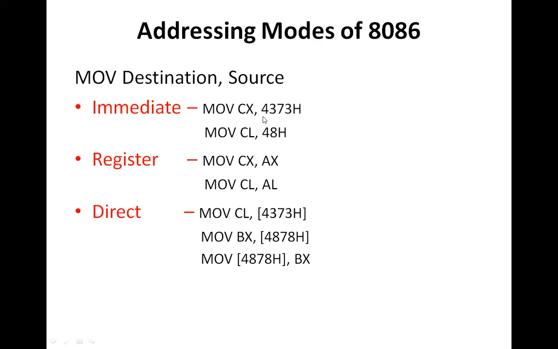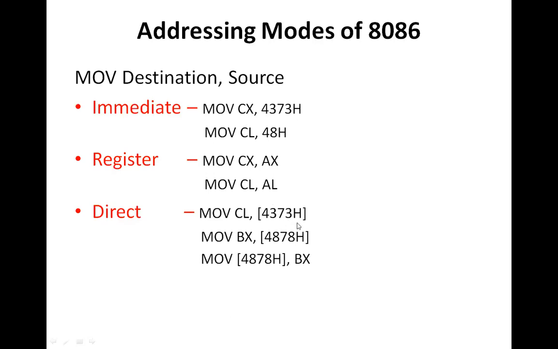Whenever we want to represent 4373 as data, we don't provide the bracket. So the difference between this instruction and this instruction is, here 4373 is data which is to be copied in the CX register. Here 4373 is not data, since it is written in a bracket. 4373 is an effective address, and this effective address has to be added with the content of the segment register, that is the data segment.